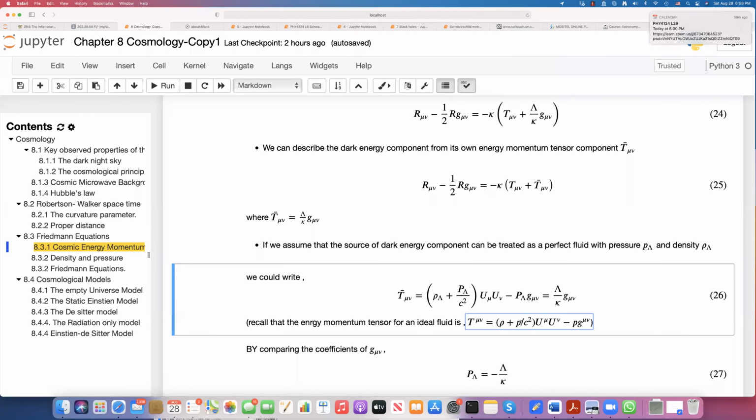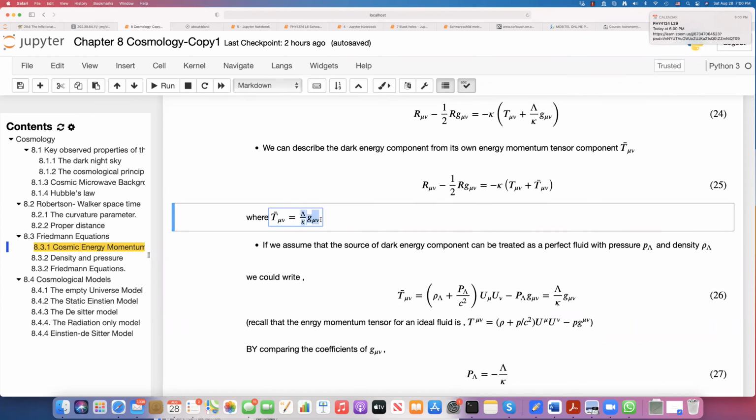And then in terms of P here, you have P lambda, right? So I have written the dark energy term in that way. However, I know that this whole expression should be equal to this value right here. So that's what I have defined as the T bar mu nu term. So I basically equate those two in equation 26.